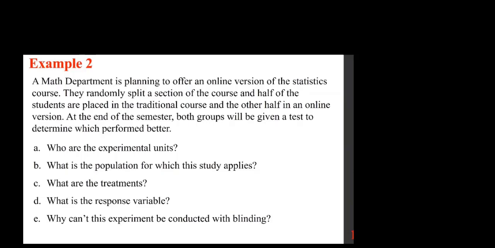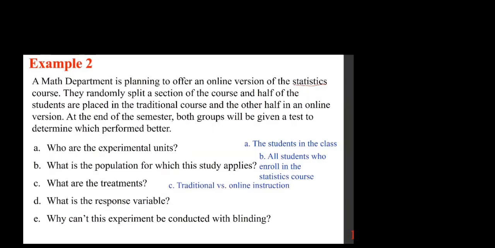So who are the experimental units? The students taking the course. What is the population for this case? The students who enrolled. In what course? Stats, okay. All right, so students in the course. Which course? Statistics. What are the treatments? Online versus traditional instruction. What is the response variable? The test. That is the dependent variable.